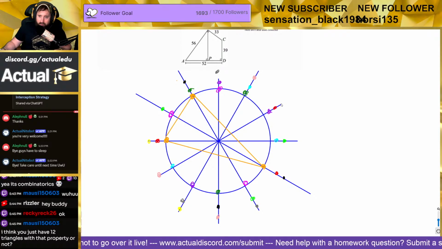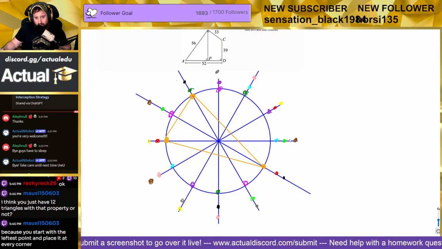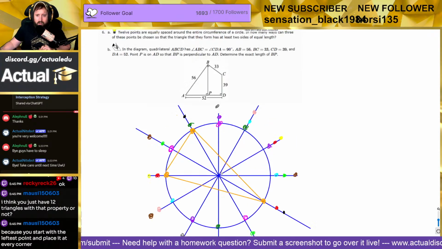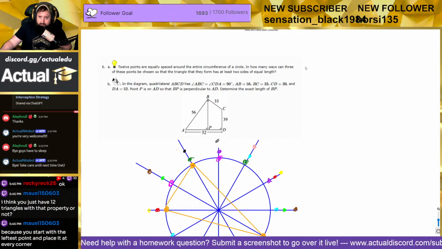Yeah, I think you're right. I think we have 12. Right, because then there's just one more, which is this. You take the leftmost point and you just rotate it all the way around. I agree. I'm just making sure that I don't double make a triangle somehow. Okay, cool. So we got 12 from that.